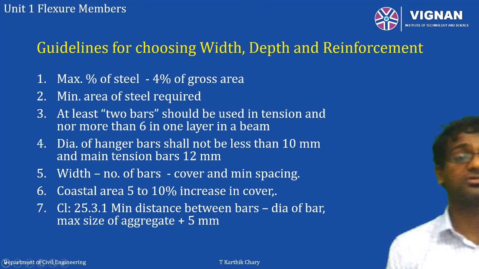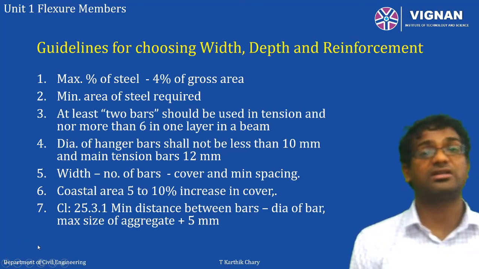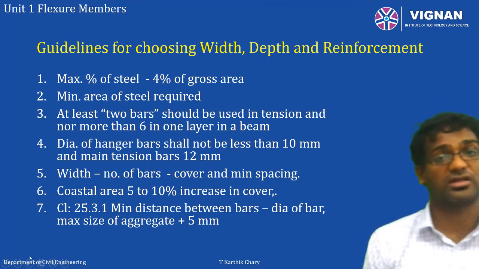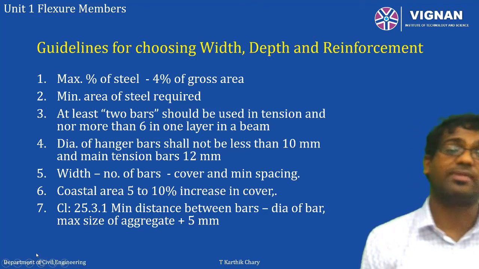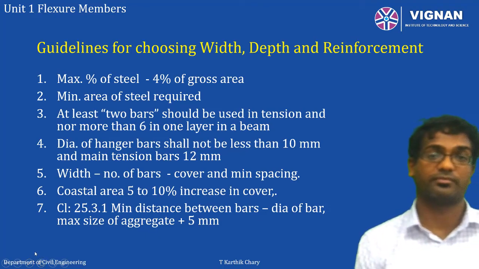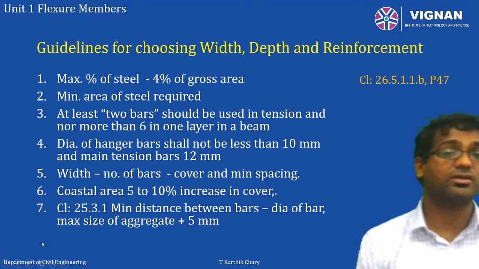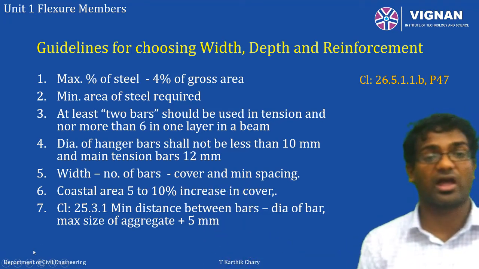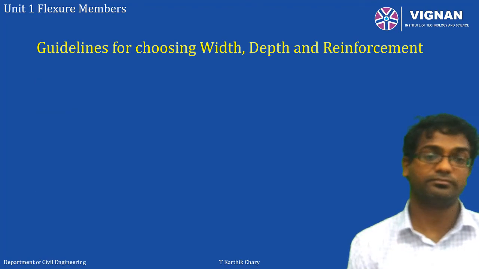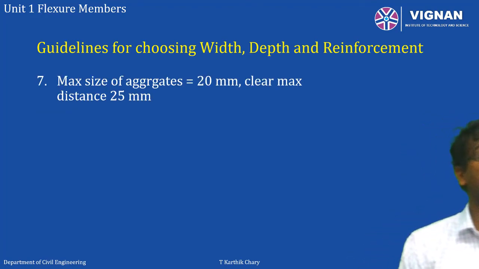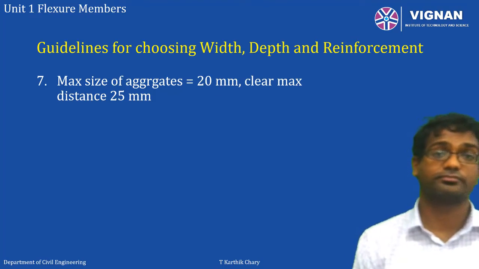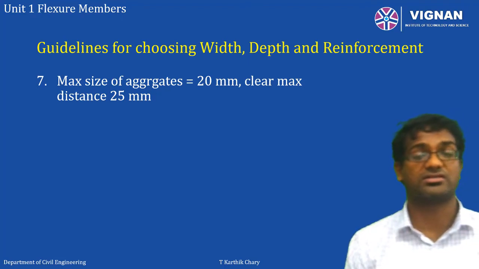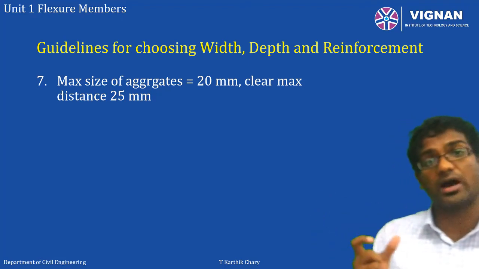In clause number 25.3.1, the minimum distance between bars is given as the maximum diameter of the bar in the tensile reinforcement or the maximum size of the aggregate plus 5 mm. The subsequent clauses against each point I have noted here. The maximum size of the aggregate is always limited to 20 mm. And the maximum clear distance is 25 mm between two bars.